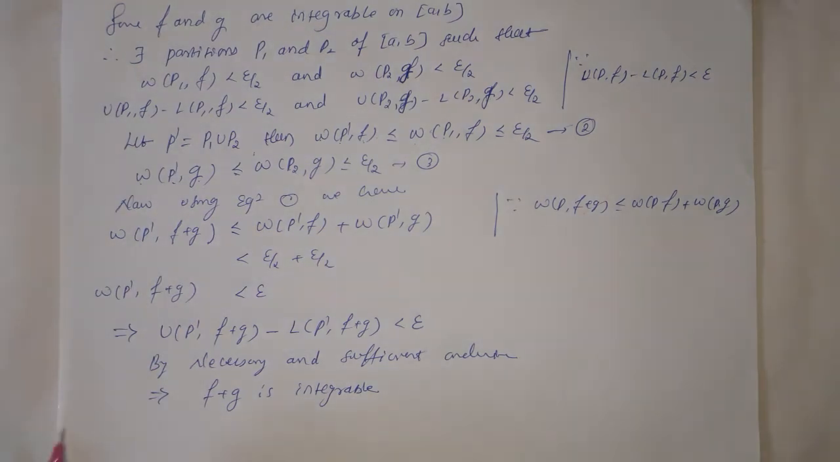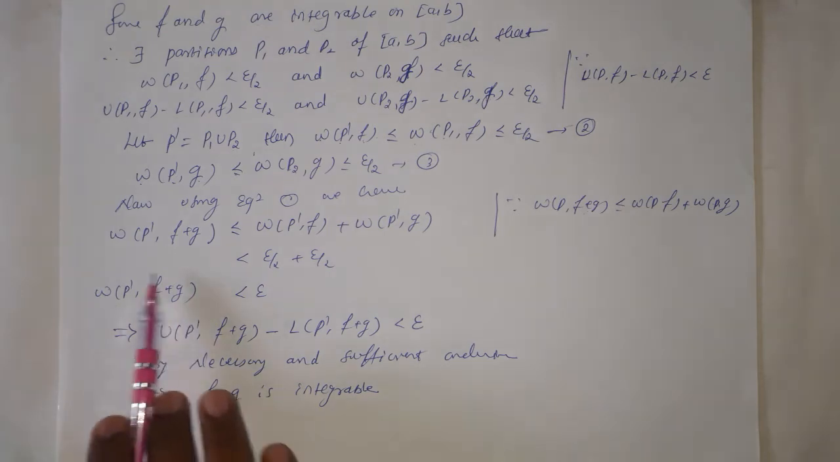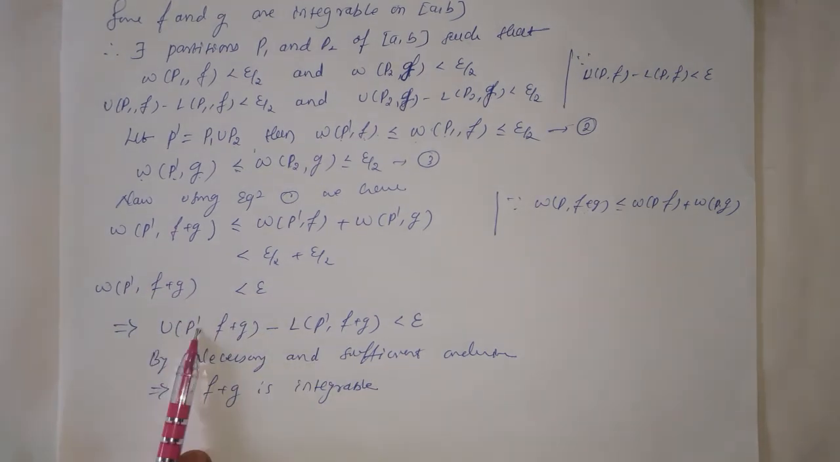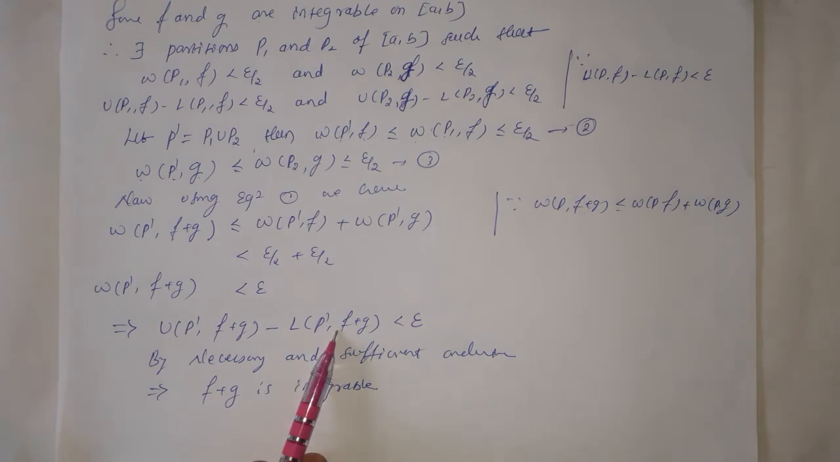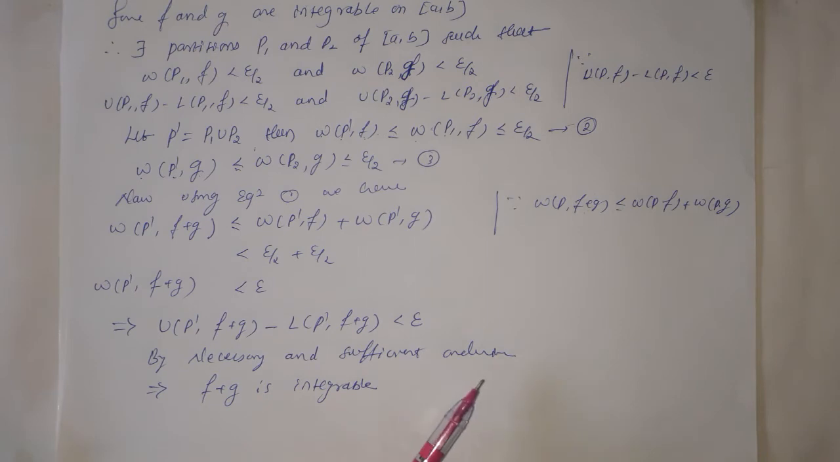So here w(P', f plus g) is the oscillatory sum of the function f plus g. Oscillatory sum means the difference of upper Riemann sum minus lower Riemann sum, which is less than epsilon. So therefore by using the necessary and sufficient condition we can say that f plus g is integrable.